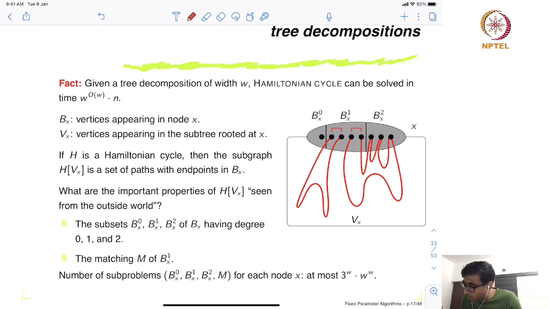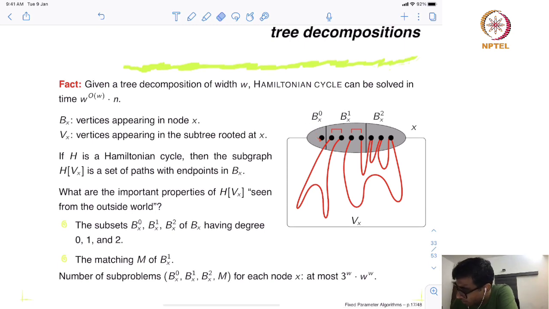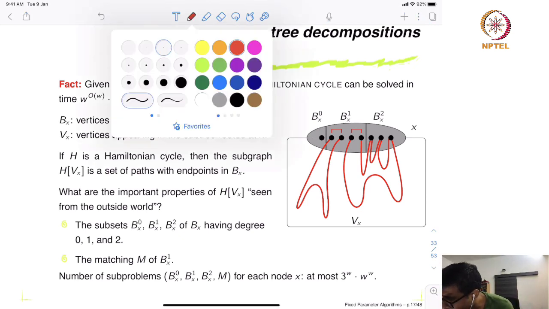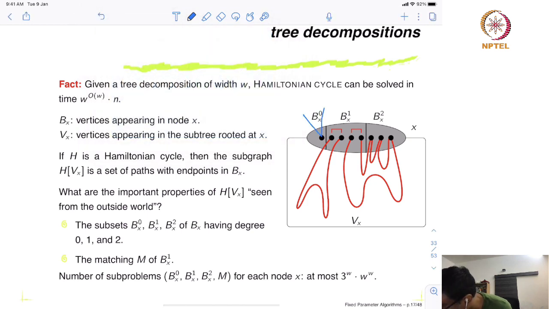So now notice what is Bx0? These are those vertices where, when I look only at the edges contained inside this, the edges here are not there. So from the down perspective, these vertices are of degree 0, right? From the outside world, because the Hamiltonian cycle is going to pick up like this. Okay, so those are degree 0 vertices.